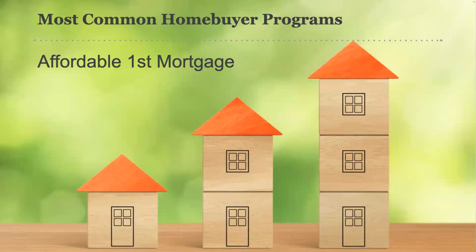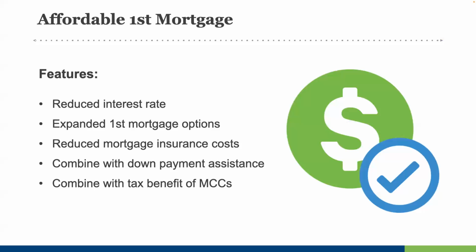Now we'll look at another of the most common homebuyer programs, the Affordable First Mortgage. Affordable First Mortgages are additional mortgage options typically only available through a state or local housing finance agency. The most common benefits you'll see are below market interest rates, reduced mortgage interest costs, and allowances for higher loan to value, or LTVs. For example, Fannie Mae's HFA Preferred and Freddie Mac's HFA Advantage offer reduced mortgage insurance below a standard conventional product, all with a higher LTV.